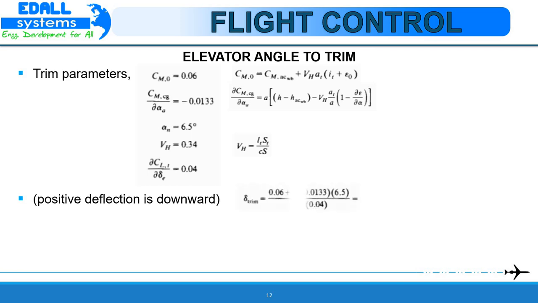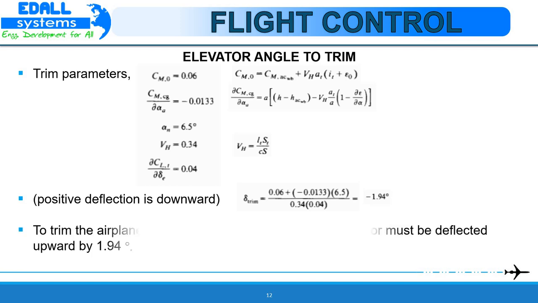When substituting all the values in the equation, we get minus 1.94, which indicates that to trim the aeroplane at an angle of attack of 6.5, the elevator must be deflected upward by 1.94 degree. Hence, we have the elevator angle to trim.